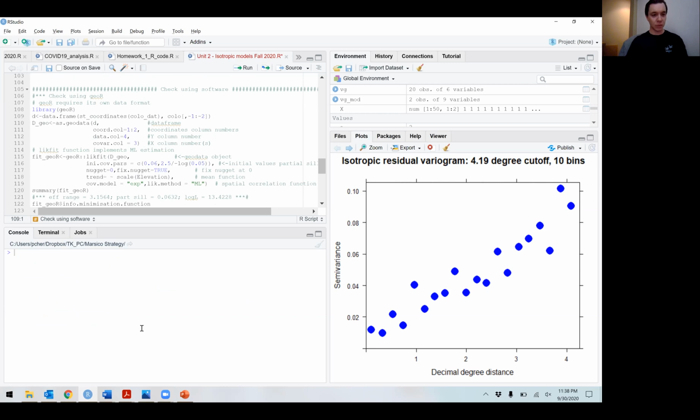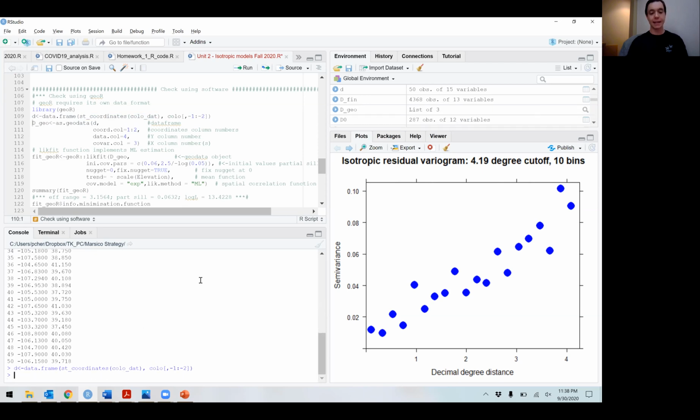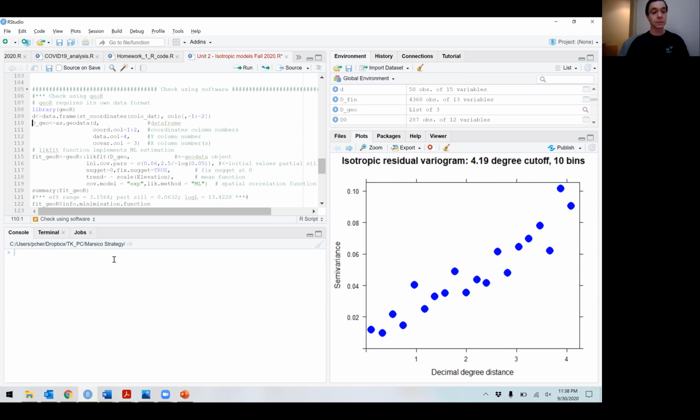One thing that is sort of annoying is that it requires its own format. It's called geodata format. So here I simply have to pull down the coordinates of my file. This is just the latitudes and longitudes of my data set. And so I have to just make this data set anew. Here's the latitudes and longitudes. Here is the elevation in thousands of meters. And here are the January average temperatures.